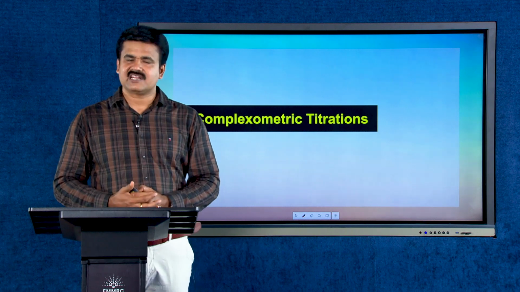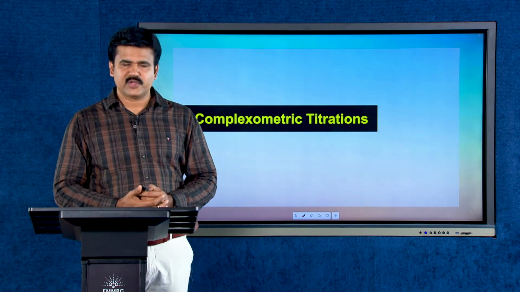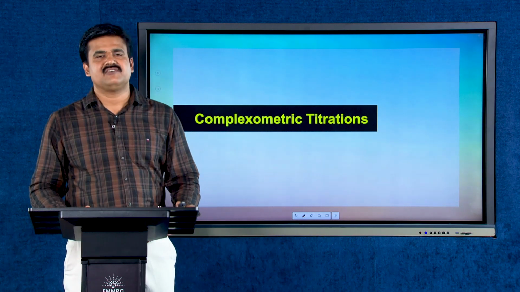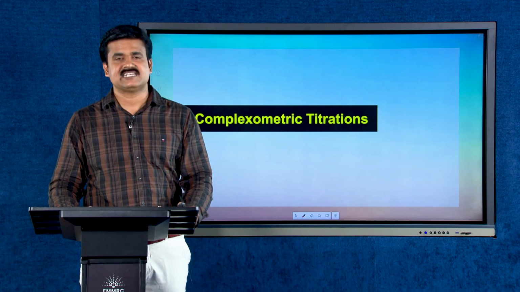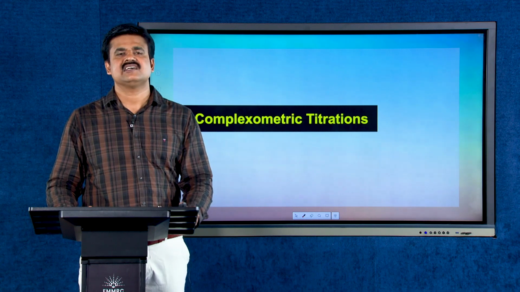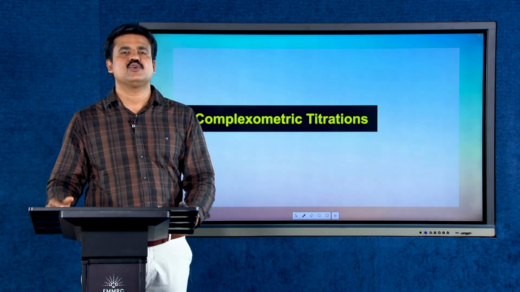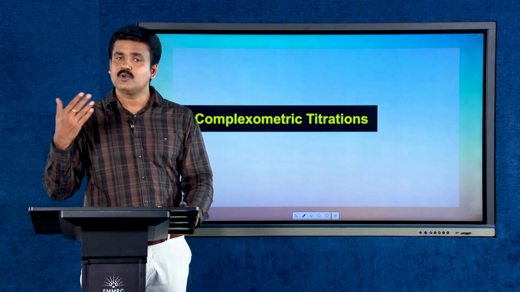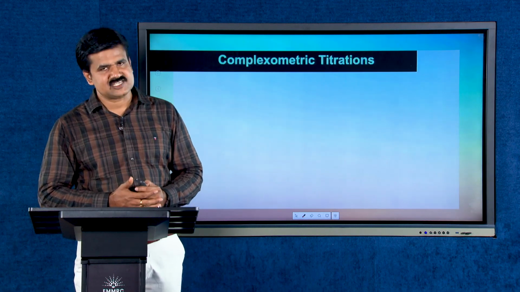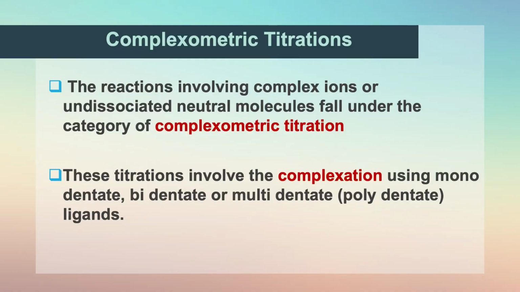Now we are entering into another part of this module, that is nothing but complexometric titrations. We learned that there are several kinds of titrations used in volumetric analysis that include acid-base titrations, redox titrations. Now we studied precipitation titrations, and there is one more important category that we are discussing now. It is nothing but complexometric titrations. The reactions involving complex ions or undissociated neutral molecules fall under the category of complexometric titrations.